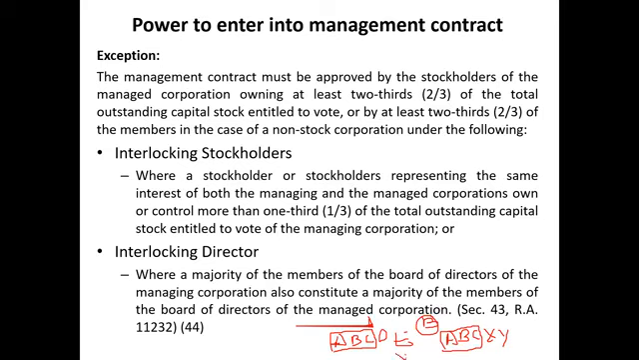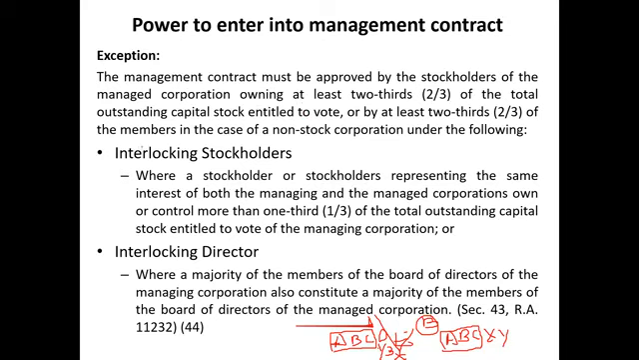Kasi halimbawa, si X, stockholder dito sa A corporation. Stockholder din si B corporation. Eh, ang problema, meron ka raw na more than 1/3 ng voting powers ng managing corporation. Kaya sa part ng managed corporation, instead na majority, dapat gawin mo siyang 2/3 of the outstanding capital stock. Kaya yan ang exception na the management contract must be approved by stockholders of the managed corporation owning at least 2/3 of the total outstanding capital stock entitled to vote or by at least 2/3 of the members in the case of non-stock corporation under the following.